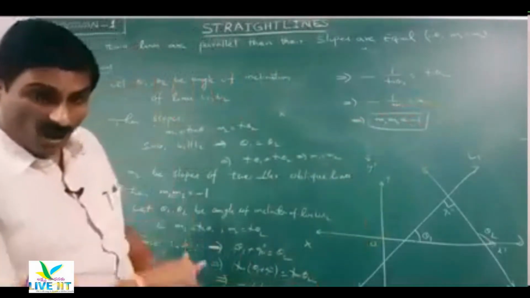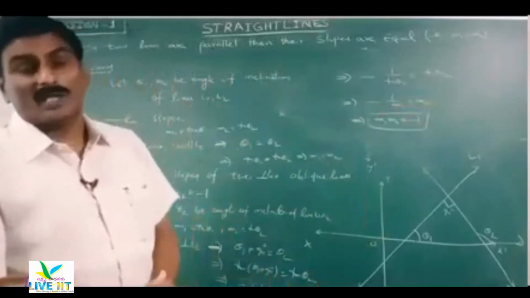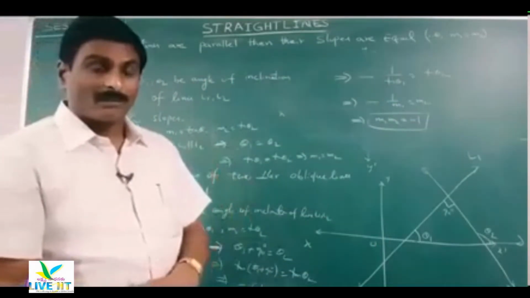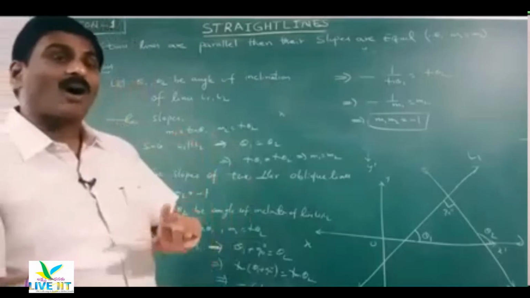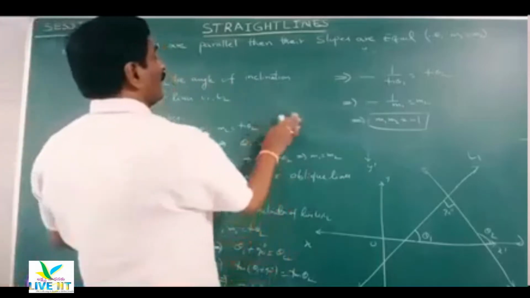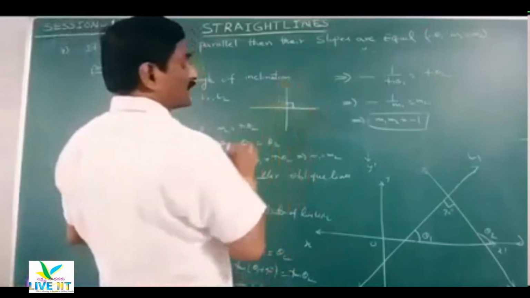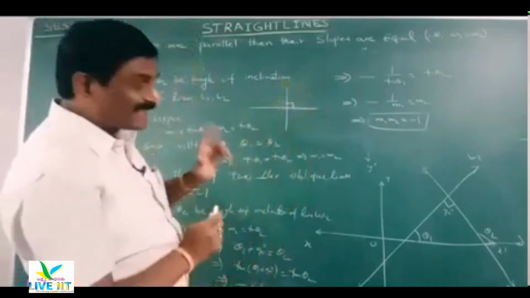Very, very important. If the two lines are oblique such that m1 m2 is equal to minus 1, they are perpendicular. But if the lines are horizontal and vertical, what is the angle? Between a horizontal line and a vertical line, the angle is always 90 degrees.